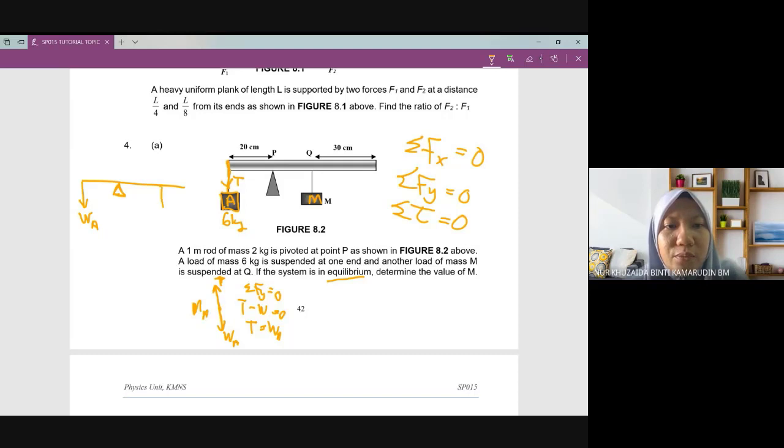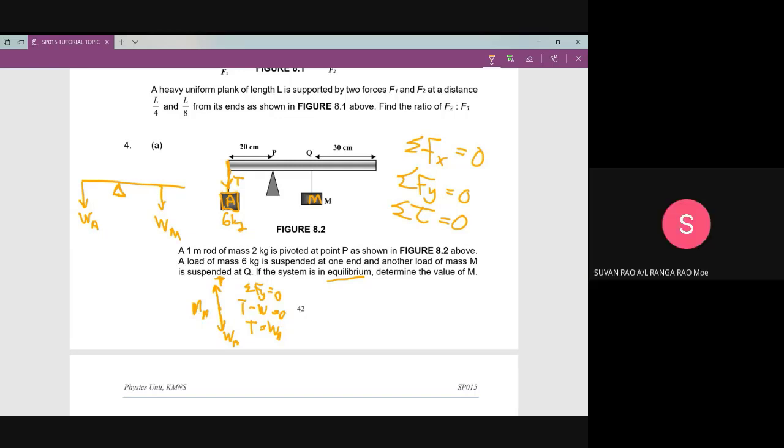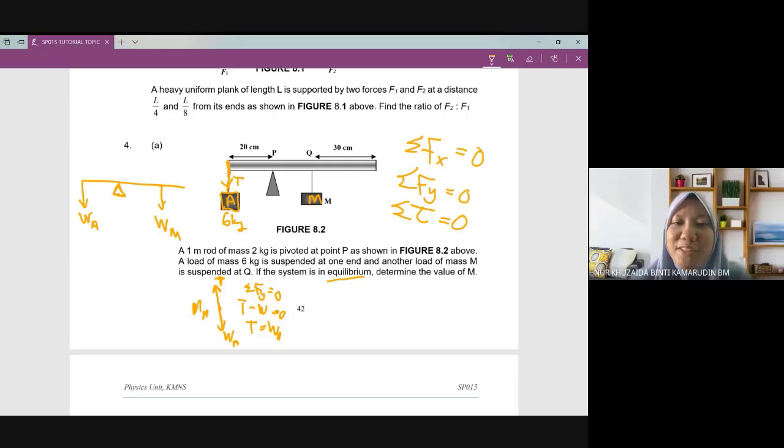Okay, this one, we have 30 centimeter. So we have WM over here. Okay, alright. Okay, is there any other forces acted on the rod? Tak ada. Tak ada? Okay, mesti terlupa kan? We have surface over here.